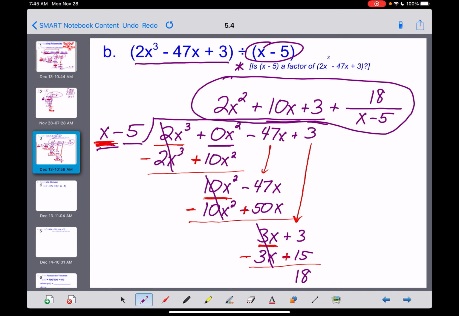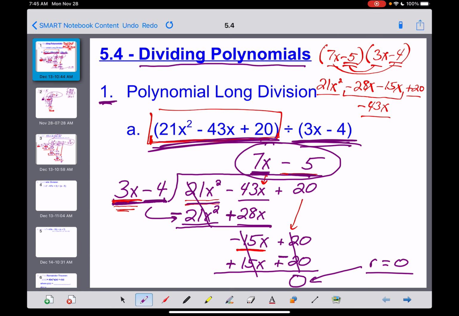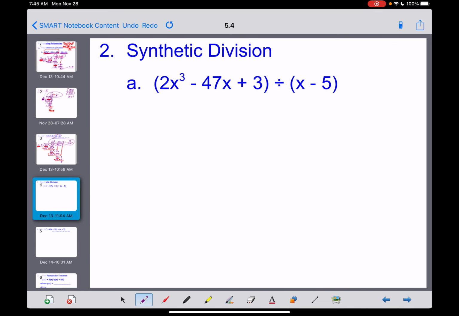Now, if that looks complicated to you guys, I have good news for you. There's a faster shortcut method that's a little bit weird at first, but once you get the hang of it, which isn't going to take you very long, is going to work much, much faster than what we did in this problem right here. The catch is, guys, it's only applicable in certain circumstances. So number 1 in our notes, we called polynomial long division. And now we're moving into something called synthetic division.